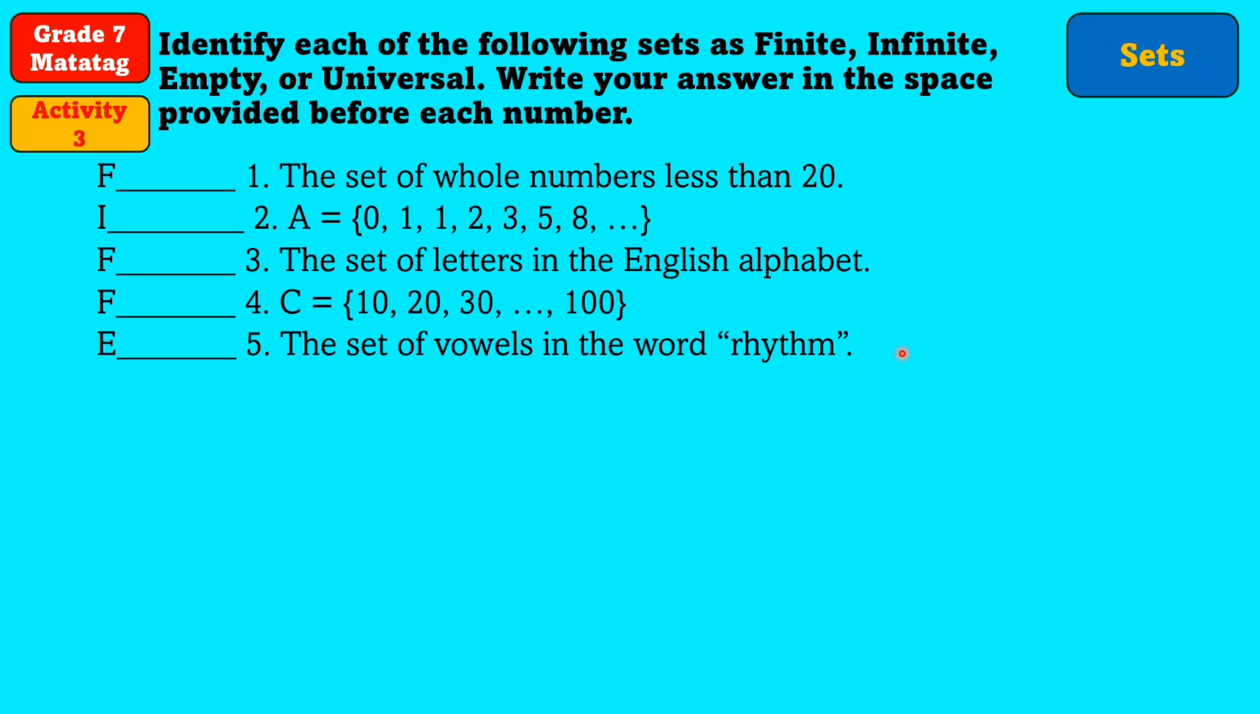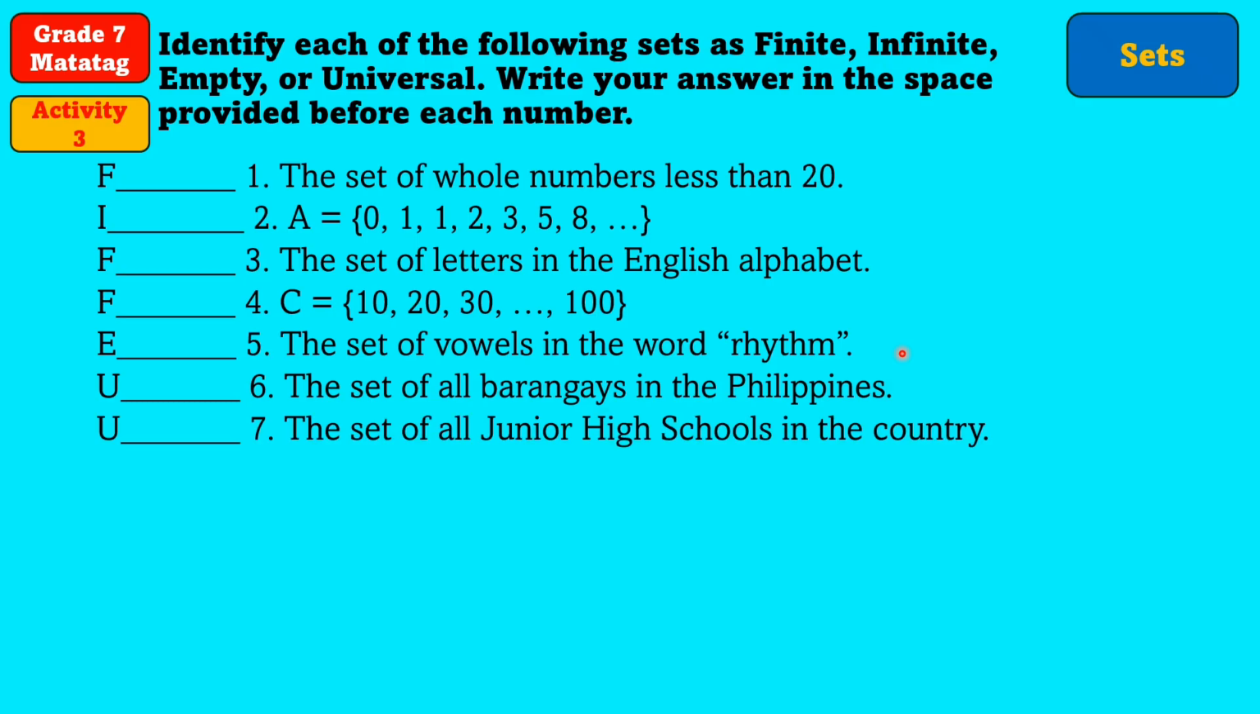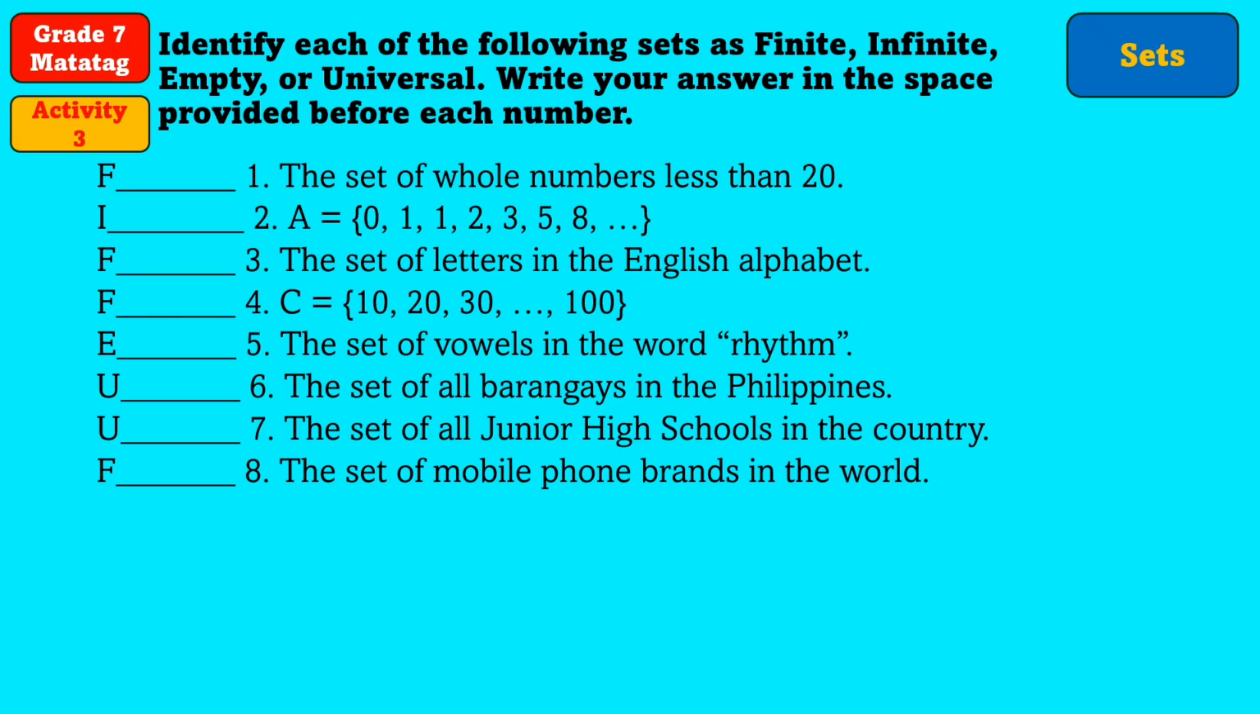Number 6, the set of all barangays in the Philippines. All the barangays from Luzon to Mindanao. That's a universal set. And 7, the set of all junior high schools in the country. So your clue, class, is the word all in the item. That's a universal set. Number 8, the set of mobile phone brands in the world. Although there are a lot, this year there are new ones, you have Tecno. Before we only had Nokia, but now there are a lot. But still, it's countable. It's finite.